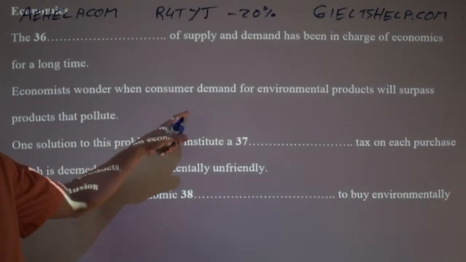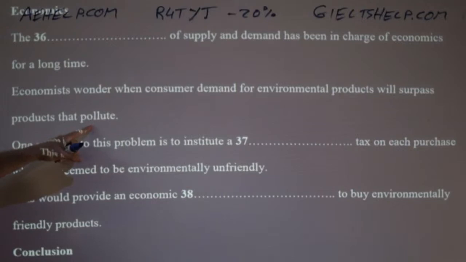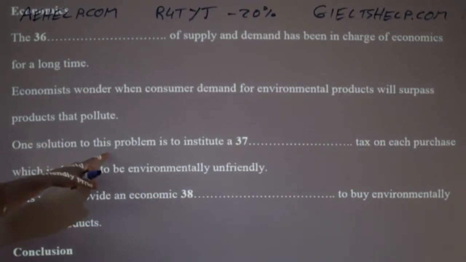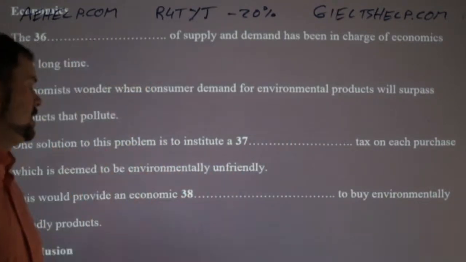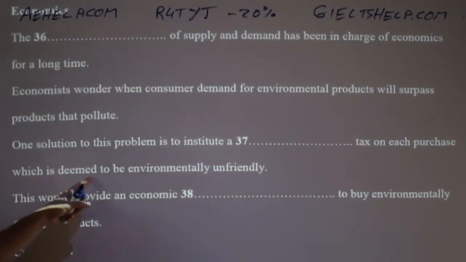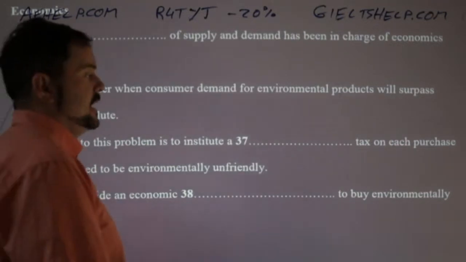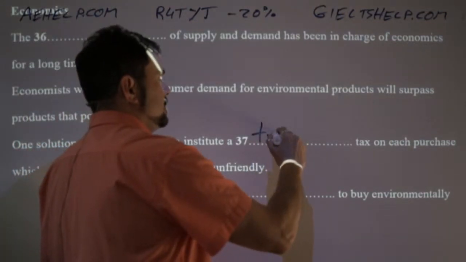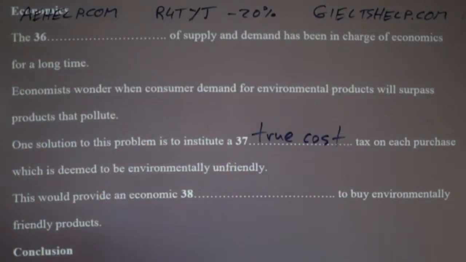Economists wonder when consumer demand for environmental products will surpass products that pollute. One solution to this problem is to institute a something tax on each purchase which is deemed to be environmentally friendly. Okay, VG says it should be a true cost tax. Yeah, absolutely. Say true cost tax. Yeah, so we're trying to do that. That's why the price of gas is increasing as well.